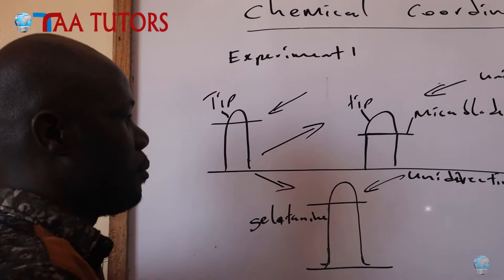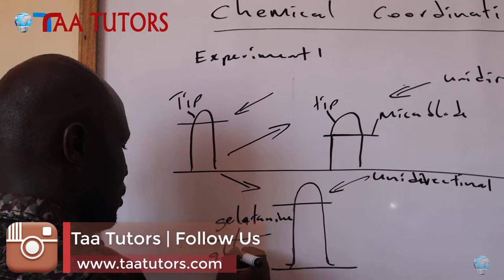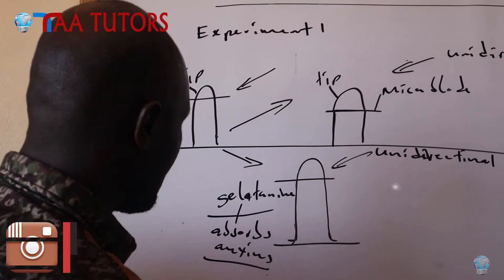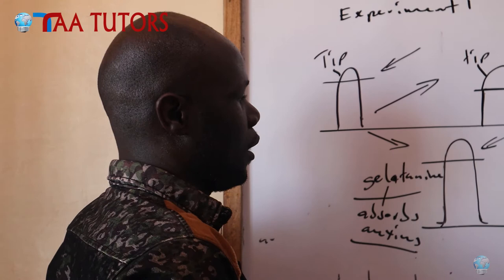Now this plant will grow and bend. Why? One, this material here can absorb auxins. So it means that when auxins are in a material that allows them to be absorbed, they can still have the influence. So they are going to have the influence of the growth here. And why will this particular plant bend?